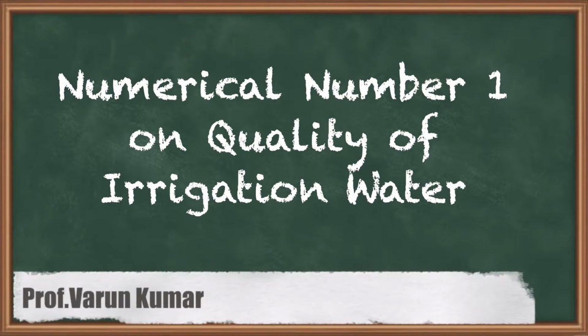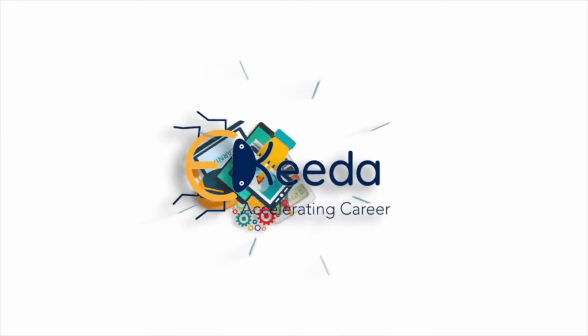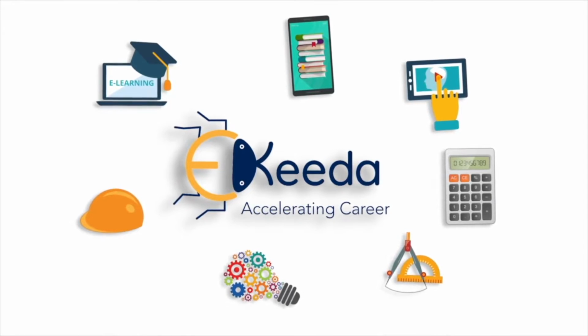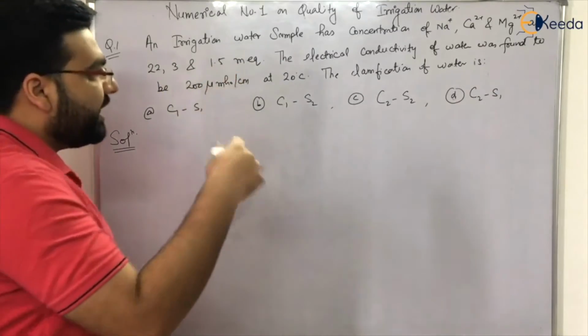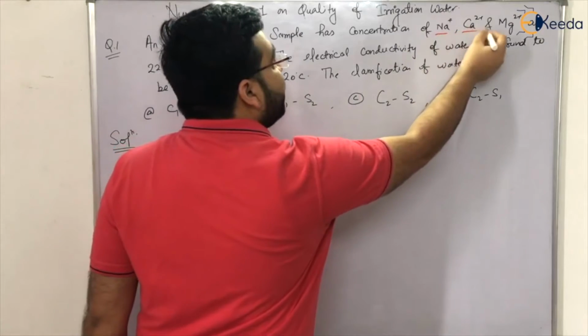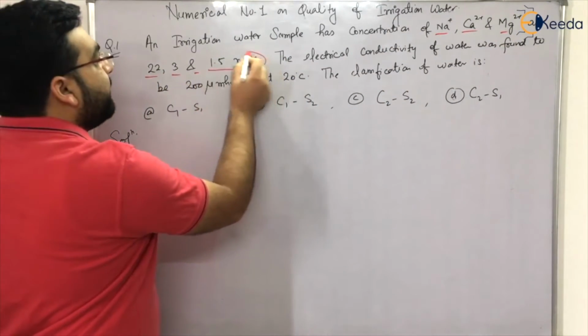So now students, after understanding the concept of quality of irrigation water, the SAR concept, the electrical conductivity concept, and the salinity concentration concept, now it's time to solve a numerical. The numerical is an irrigation water sample. This water sample has to be used for irrigation purpose, right? It has concentration of Na+, Ca2+, Mg2+ as 22, 3 and 1.5 milli equivalent, right?